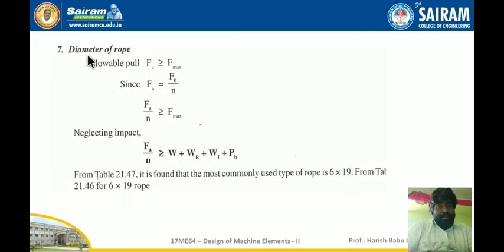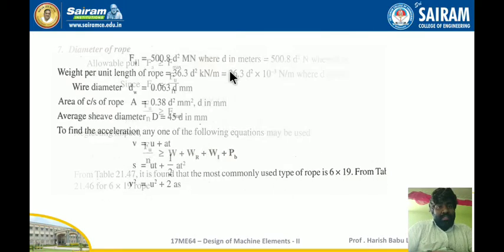The next step will be the diameter of the rope. The allowable pull FA should be greater than or equal to Fmax. We know that FA is equal to FU by N. So FU by N should be greater than or equal to Fmax. Neglecting the impact, FU by N should be greater than or equal to W plus WR plus WI plus PB. From table 21.47, the most commonly used type is 6 into 19. From table 21.46, for a 6 into 19 rope, these are the details you can get.